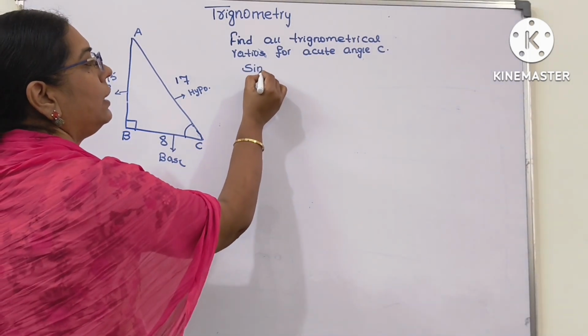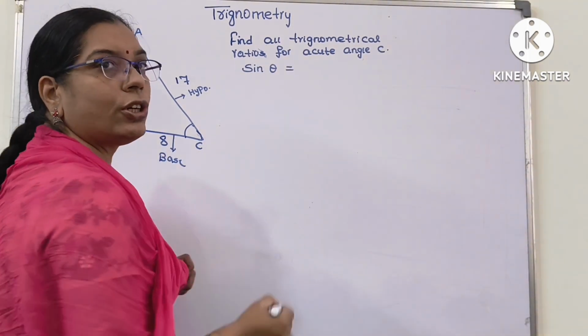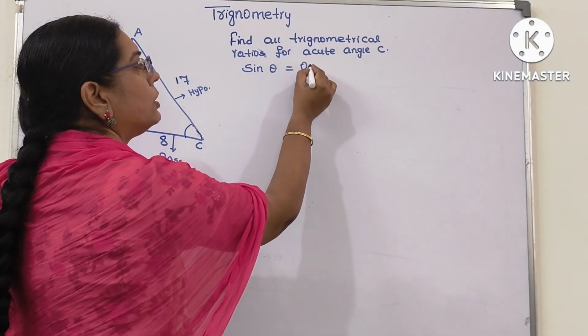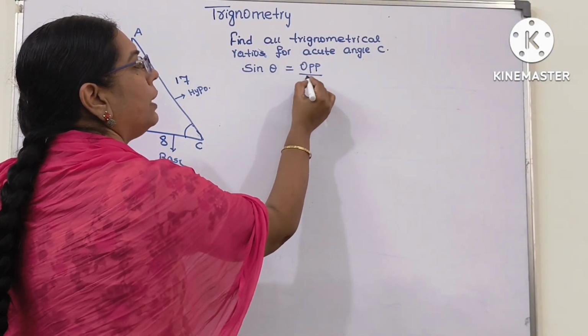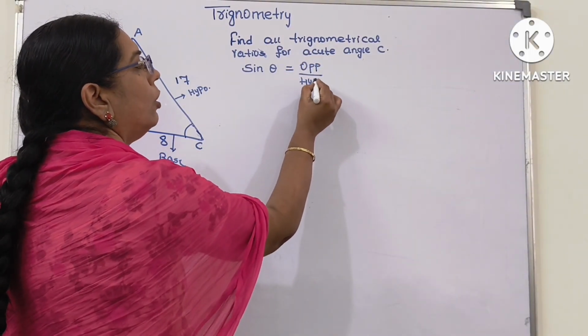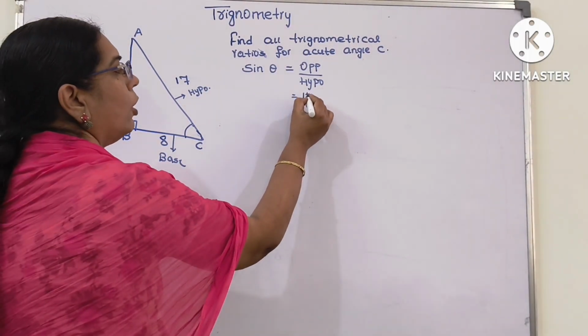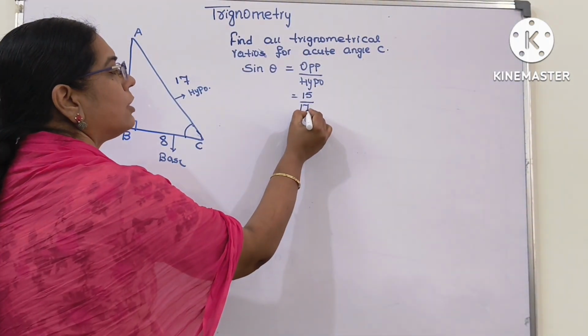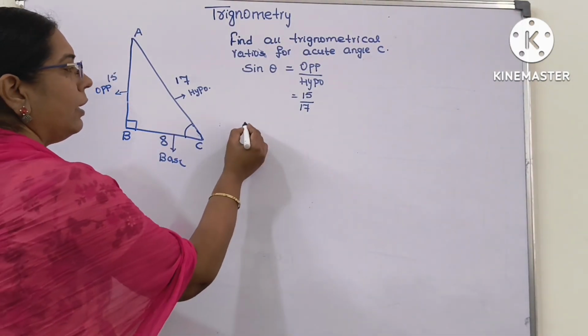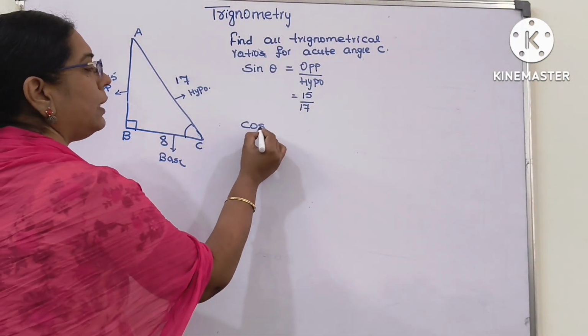First one is sine theta. What is the ratio of sine theta? It is the opposite side by hypotenuse. So what is the opposite side? Opposite is 15 upon hypotenuse 17. So 15 upon 17. Next one is cos theta.